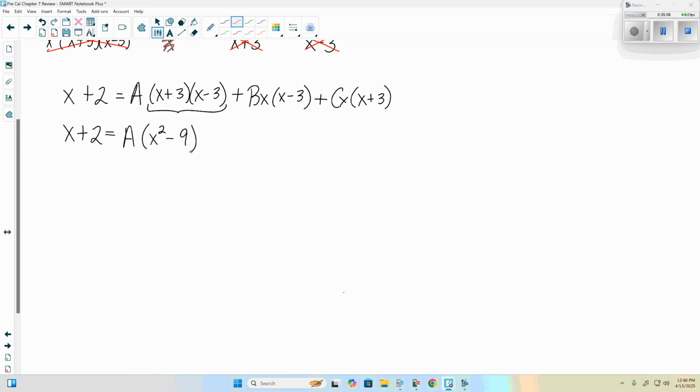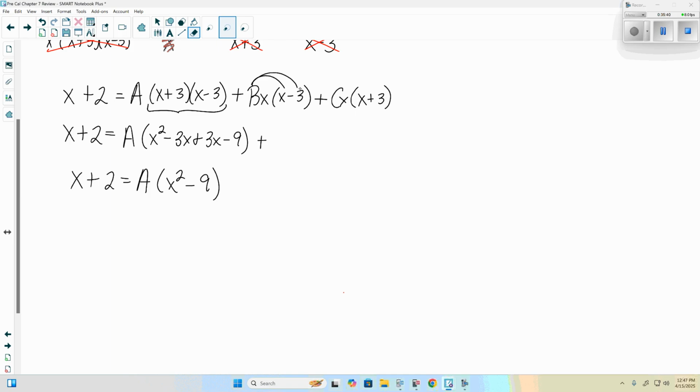Well, where do we get the factors of x plus 3 and x minus 3 from? x squared minus 9. You can multiply it back out. There's nothing wrong with that, because it would give us x squared minus 3x plus 3x minus 9. Our 3x and negative 3x will combine to give us 0, giving us x squared minus 9.